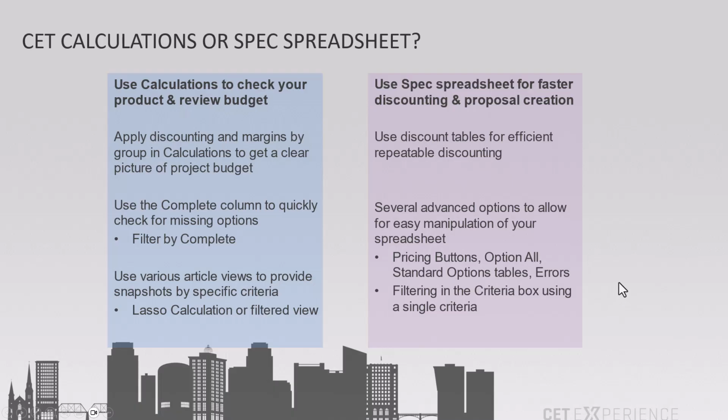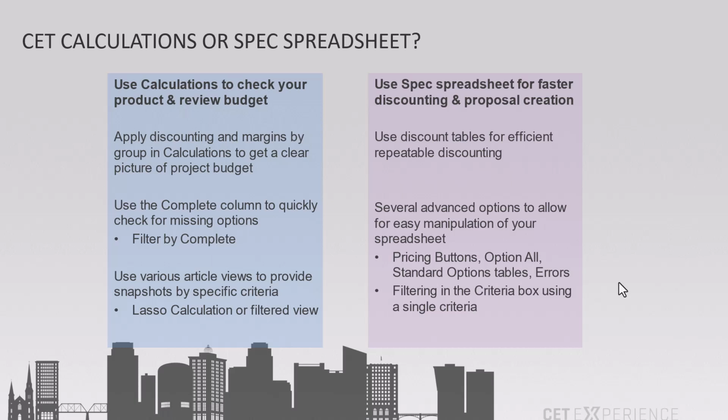Some of the benefits of using spec as a spreadsheet is that it's going to be great for faster discounting and proposal creation. So the first part of your budget checking can be done in CET, but then to get down to the really nitty gritty details, you'll probably want to move into spec. In spec, you can use discount tables for efficient and repeatable discounting because those discount tables are able to be saved and shared company-wide.